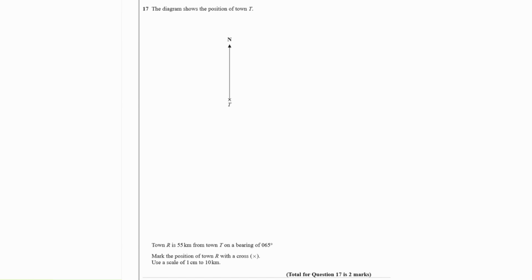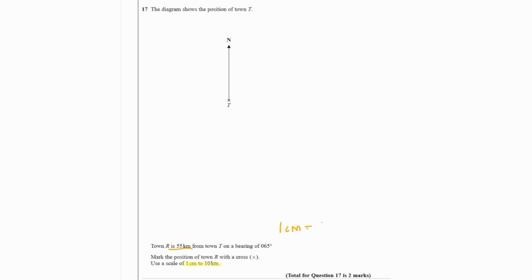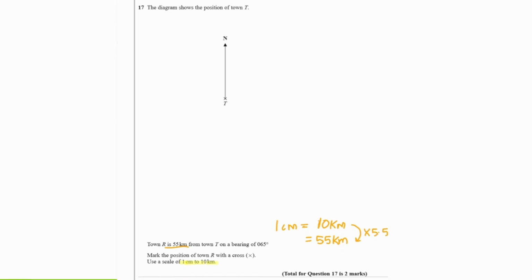So for this question, we have been given a scale of 1 centimeter to 10 kilometers, and we've also been told that town R is 55 kilometers. So in order to find what that represents for the drawing, we would have to use the scale 1 centimeter equal to 10 kilometers. And to find out what 55 kilometers is, we would have to check what we did to 10 to make it 55. So if we do 55 divided by 10, that gives us 5.5, which means we've multiplied 10 by 5.5. And if we do the same to the 1, that means this is 5.5 centimeters on the drawing.